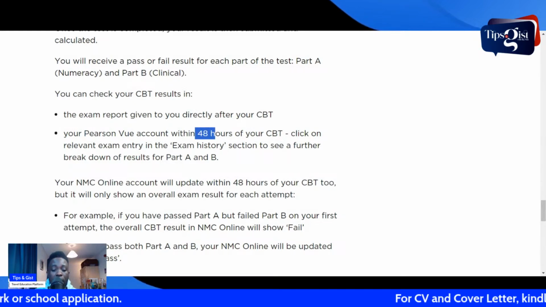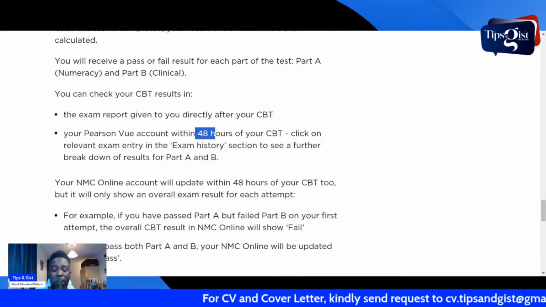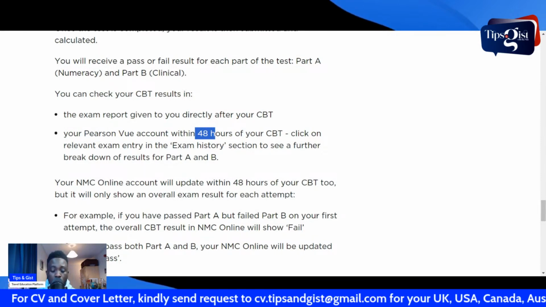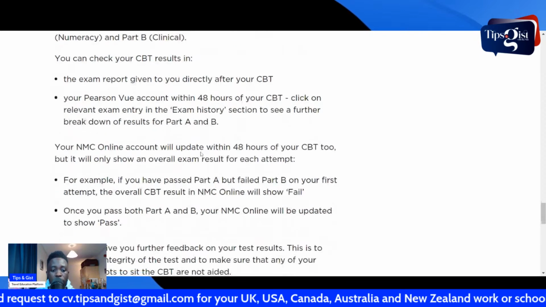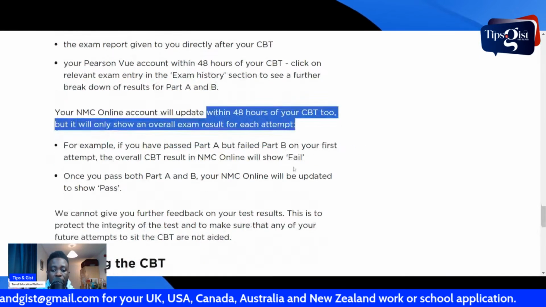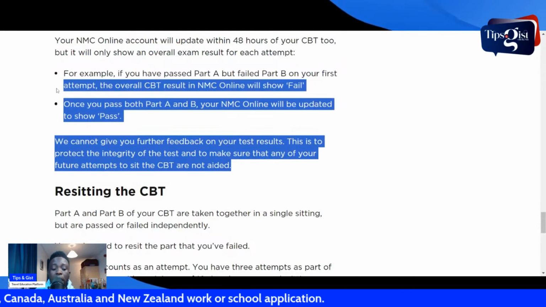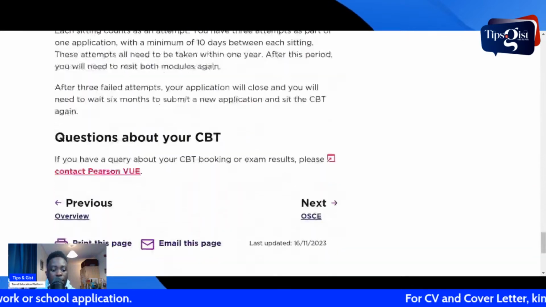I wrote mine in the UK and I got it exactly when I finished my exam. Right after I finished my exams, within 15 minutes, I got my results and I just came back home. They are saying that within 48 hours, you should get your CBT. They should upload it to your NMC portal. Depending on where you write it, they might give you a hard copy.